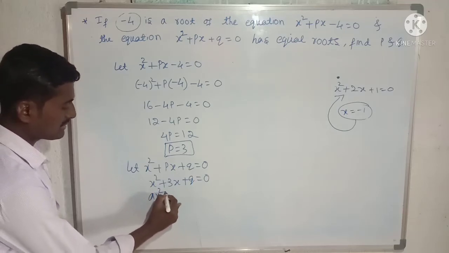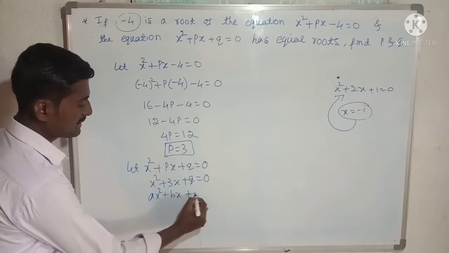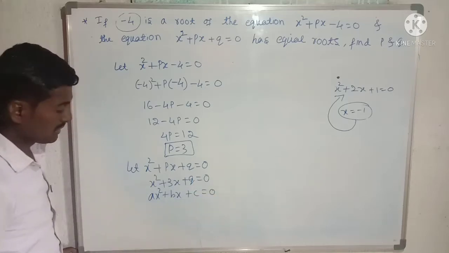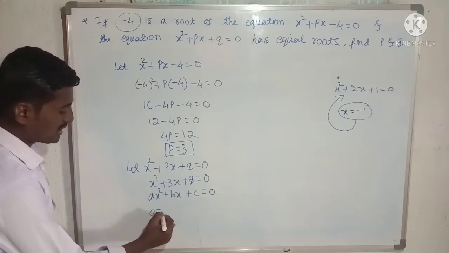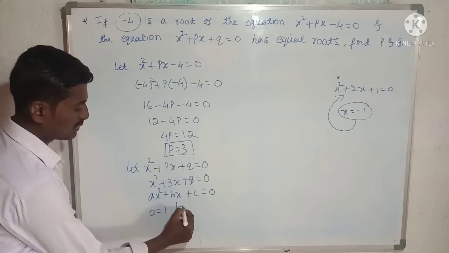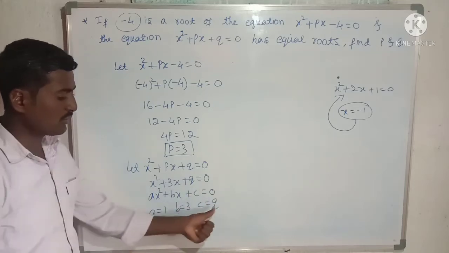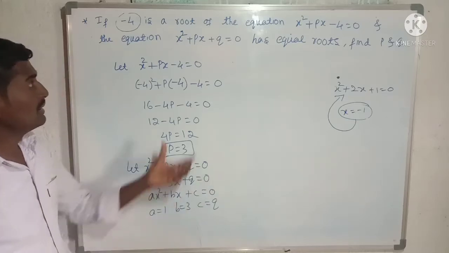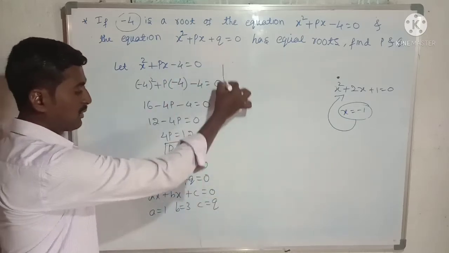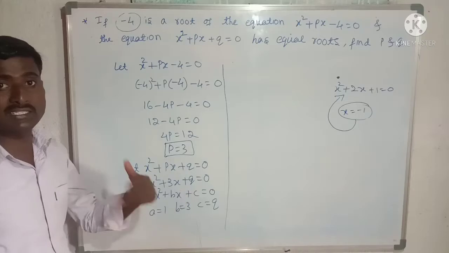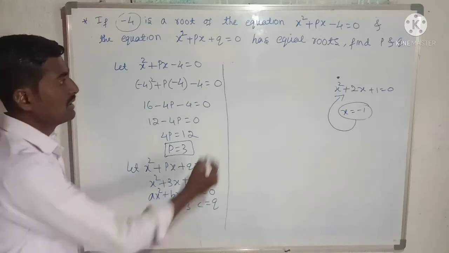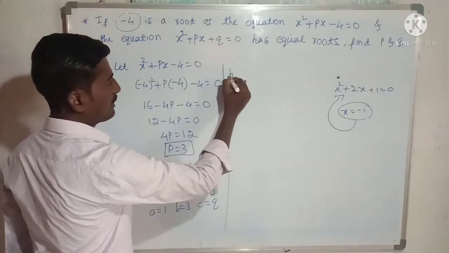Ax square plus bx plus c is equal to 0. Now here a is equal to how much? 1. B is equal to 3. And c is equal to how much? Q. So this is the unknown, we have to find it. The roots of this equation are equal. What it means? Discriminant is equal to 0. Now let us use that condition.